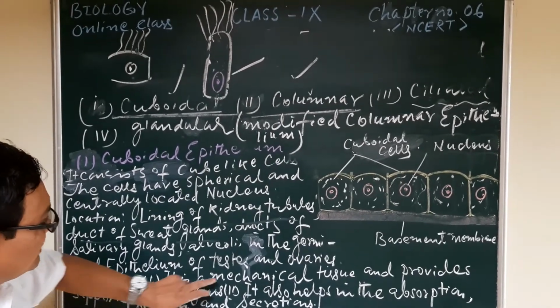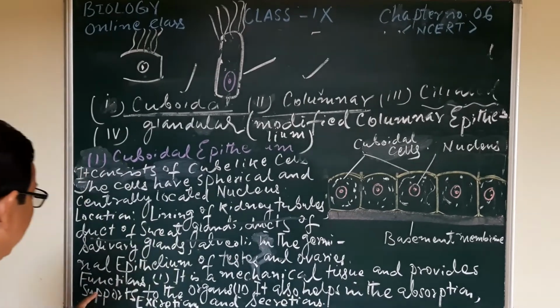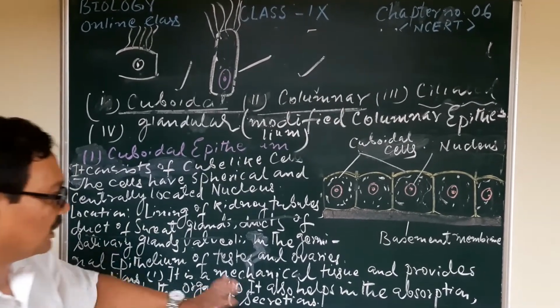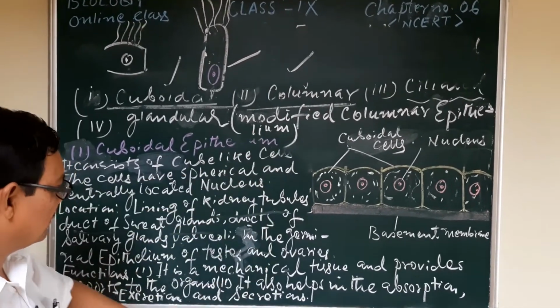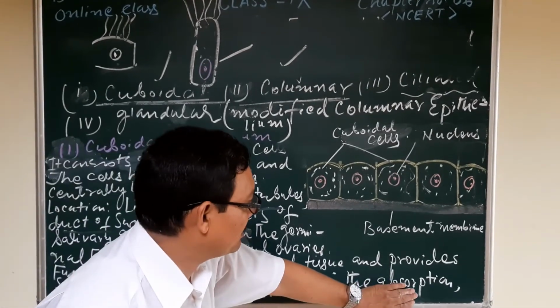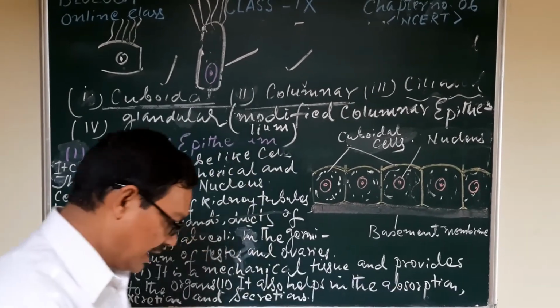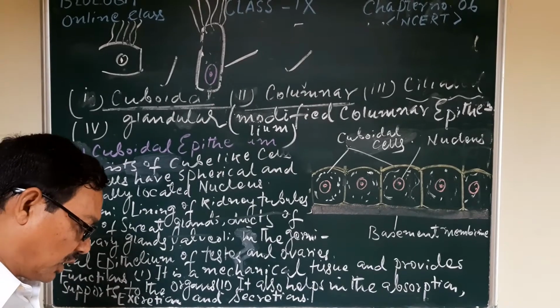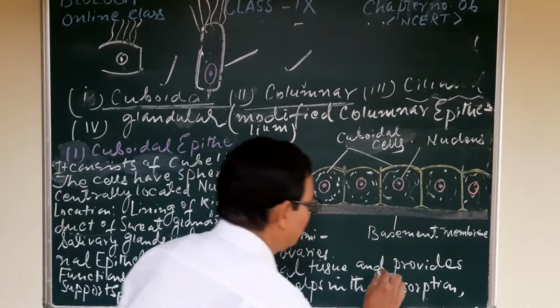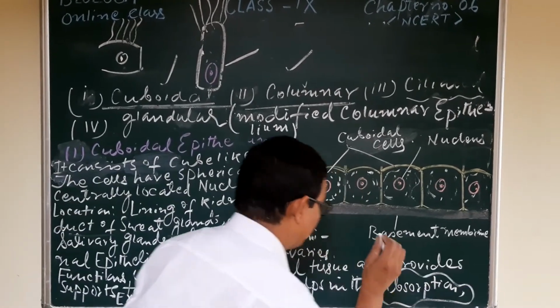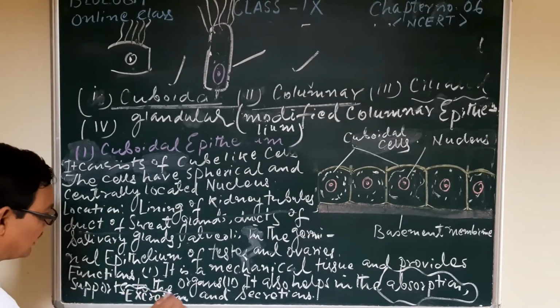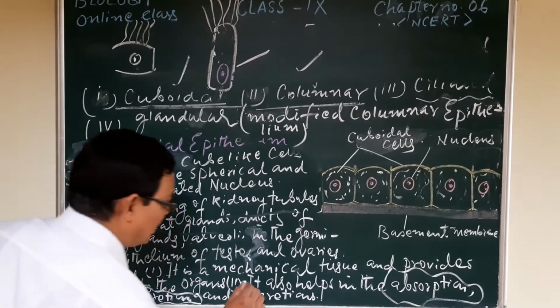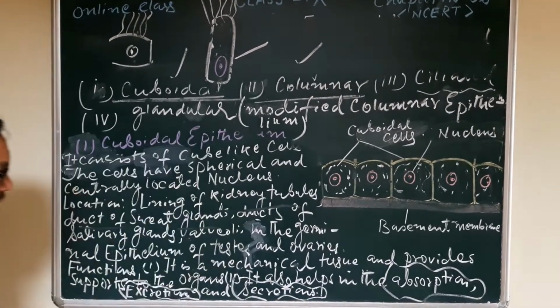Like number one, it is a mechanical tissue and provides support to the organs. ये इसका एक फंक्शन है. सेकेंड, it also helps in the absorption. अब यहाँ देख रहे हैं ना, ये अब जिस पार्ट में है और उस जिस ऑर्गन में है और उस ऑर्गन का अगर काम एब्जॉर्प्शन है तो उसमें ये सपोर्ट करता है. अगर उस ऑर्गन का काम एक्सक्रीशन है तो उसमें ये सपोर्ट करता है. अगर उस ऑर्गन का काम सिक्रेशन है तो उसमें ये सपोर्ट करता है.